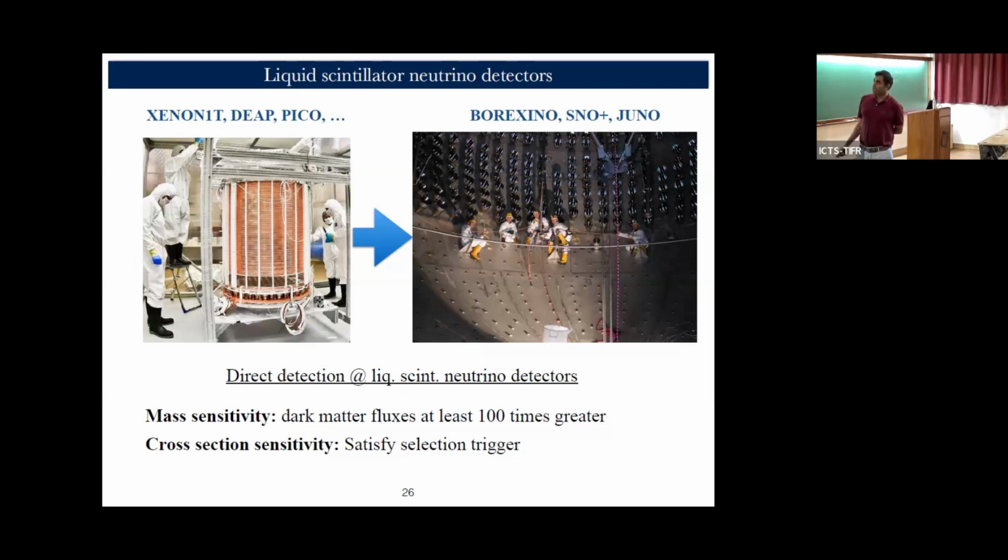Okay? And as for the cross-section sensitivity, you just need to satisfy the selection trigger, which is the number of photoelectrons that the detector can see within a given time window. As long as you satisfy that, you satisfy the cross-section sensitivity, and then you are in business.